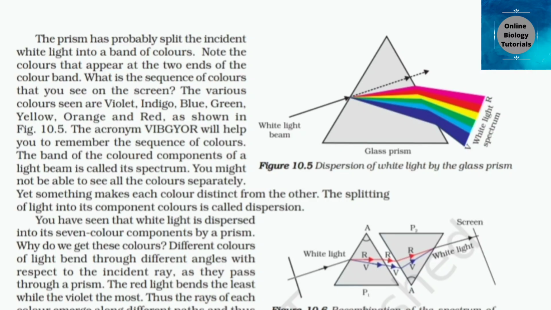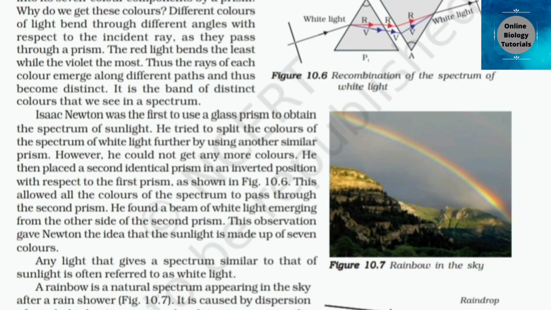The splitting of light into its component colors is called dispersion. You have seen that white light is dispersed into its 7 color components by a prism. Why do we get these colors? Different colors of light bend through different angles with respect to the incident ray as they pass through a prism. The red light bends the least while the violet the most. Thus the rays of each color emerge along different paths and thus become distinct. It is the band of distinct colors that we see in a spectrum.